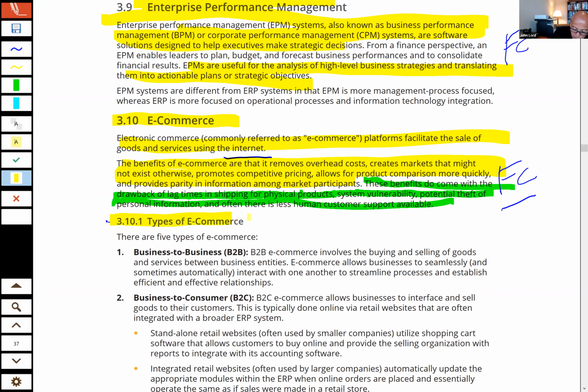Okay, now take a look at types of e-commerce. Again, what I liked about this section is it put definitions on, or reminded me of the definition of, things you hear rattling around all the time in your head. So you have business to business, which involves the buying and selling of products and services between business entities. It allows businesses to seamlessly and sometimes automatically interact with each other. So you get to that just-in-time idea.